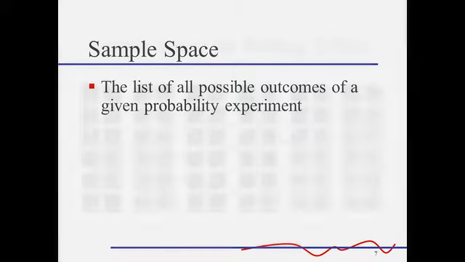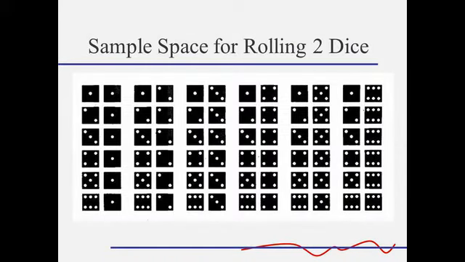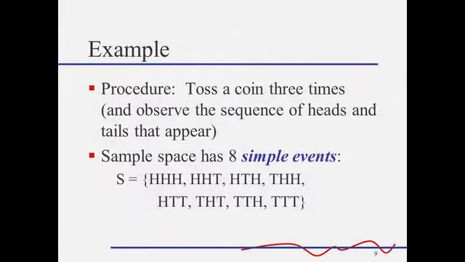Let's look at some examples. Here is the sample space for rolling 2 standard fair 6-sided dice. This is everything that could happen. I could write these as ordered pairs, or I can draw them out like I did here. Another example. Let's say I toss a coin 3 times to see if it comes up heads or tails. My sample space has 8 events in it, listed there on the slide.